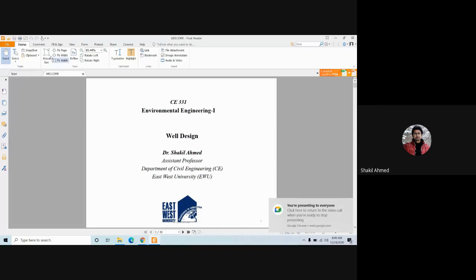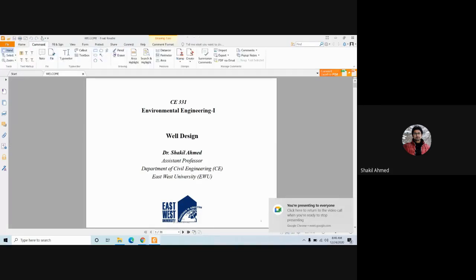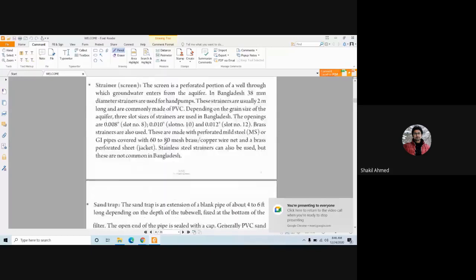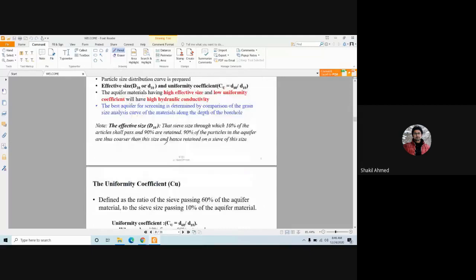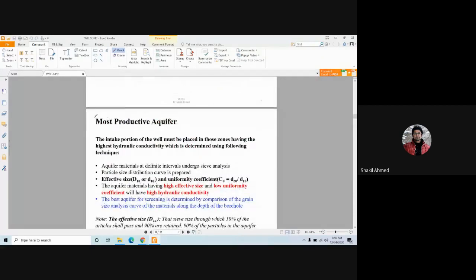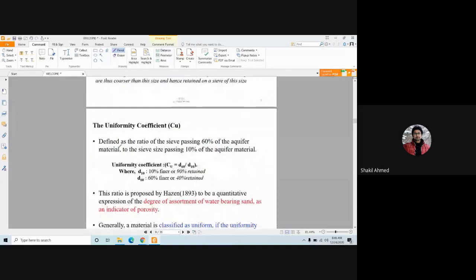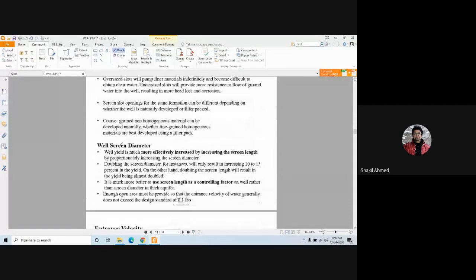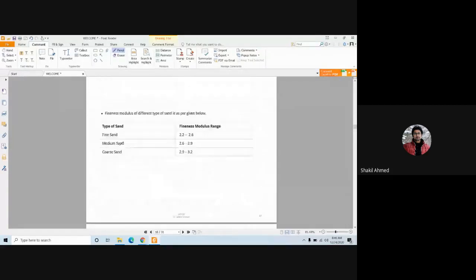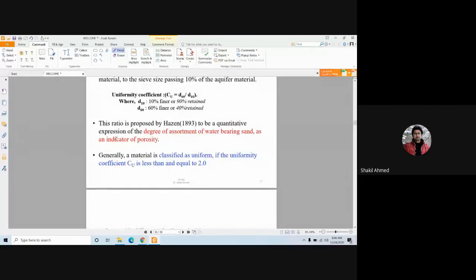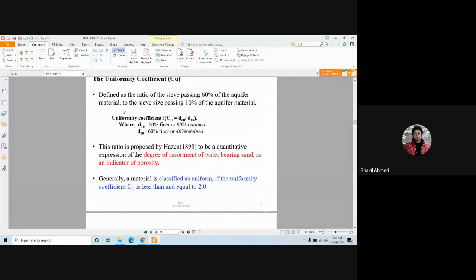So we were discussing the design of tube well. We discussed different parts or components of a typical tube well. We discussed the uniformity coefficient, and we discussed how uniformity coefficient can be used to determine the indication of porosity.